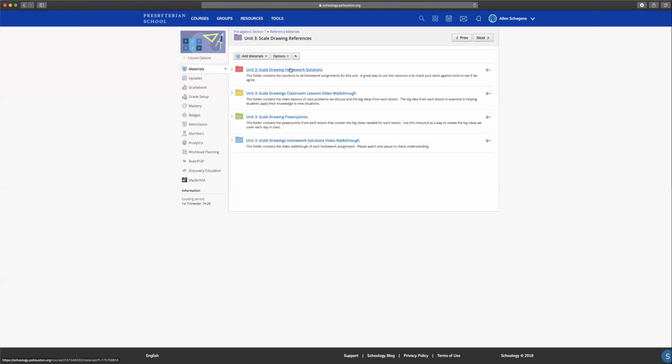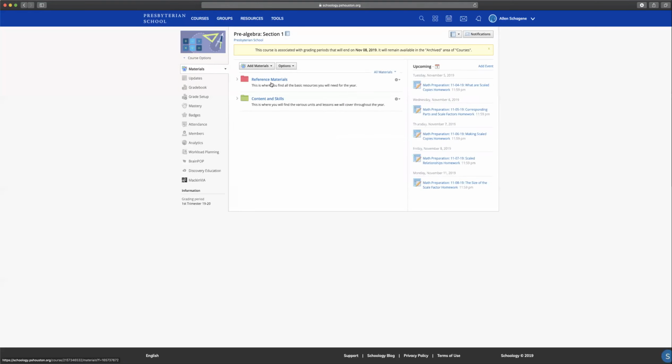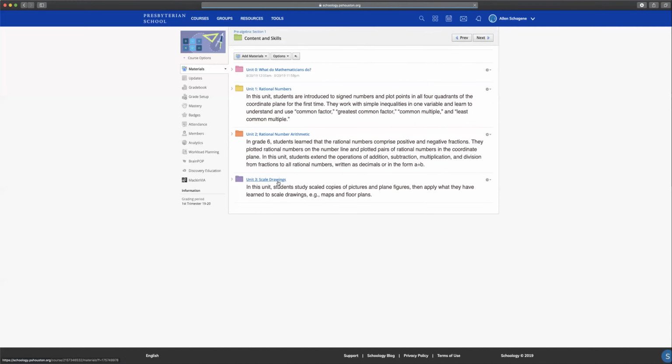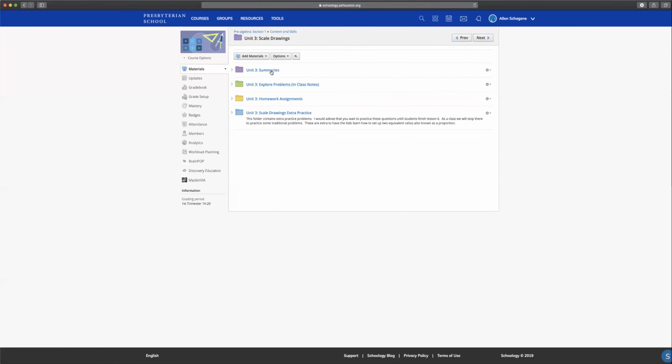So hopefully this walkthrough of Schoology is helpful. So remember to access this, all you're going to do is, once you see the pre-algebra section, it should be the thing that looks like some numbers here. It's purple. You're going to see 2 folders. If you want to know what we're working on, you can go to Content and Skills, and then go to Unit 3, Scale Drawings, and you're going to have summaries. These are our practice problems in class, which is Unit 3. Homework assignments are here, and then we have extra practice here.